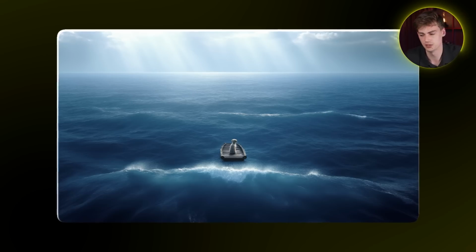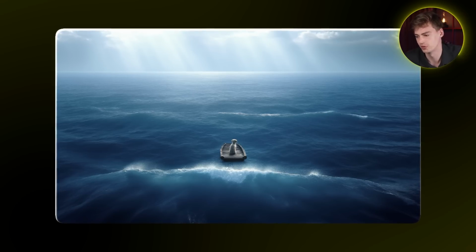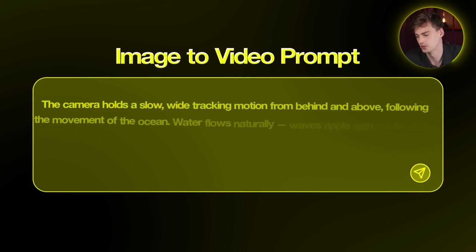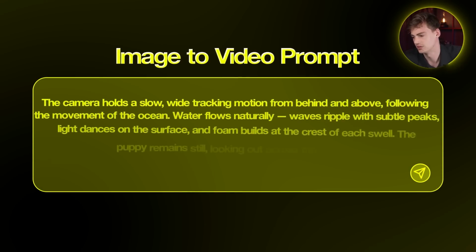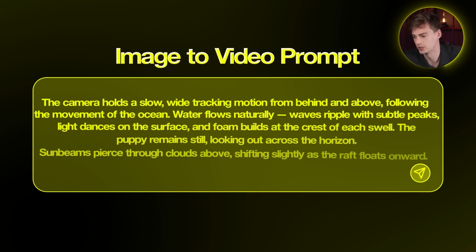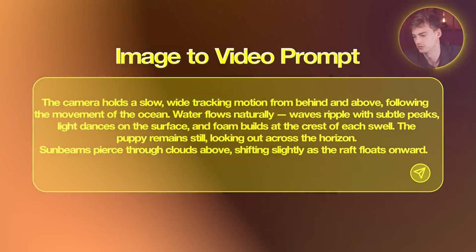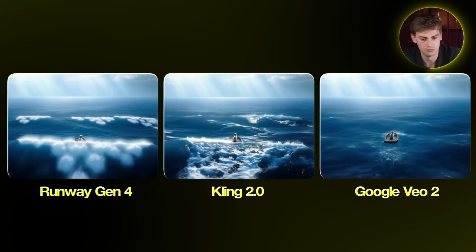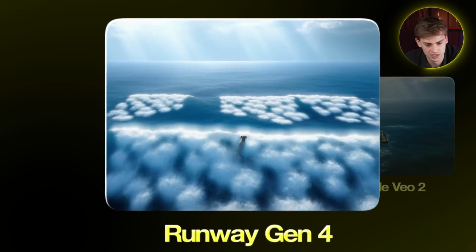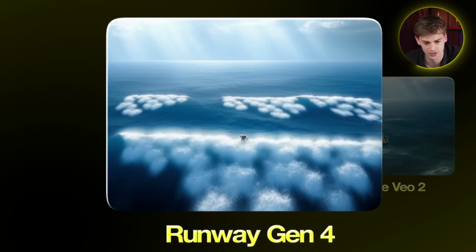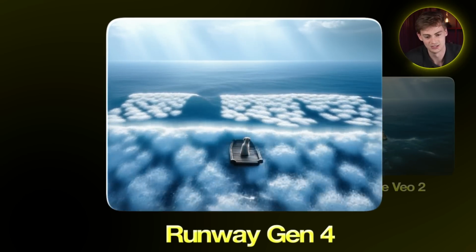So if we compare all of them, I have a pretty long prompt for this one. The camera holds a slow wide tracking motion from behind and above. Now the water flows naturally, the water ripples, and we have a few sunbeams that pierce through the clouds. Now if we compare all of them, then we can see Runway Gen 4 generates these kind of foamy or ice-like things in there.